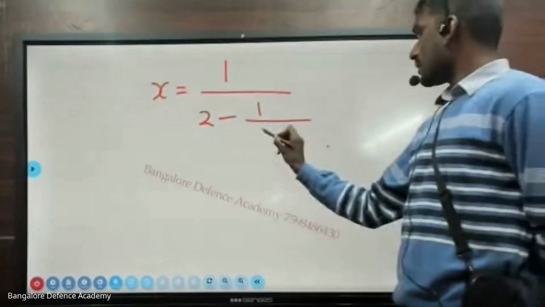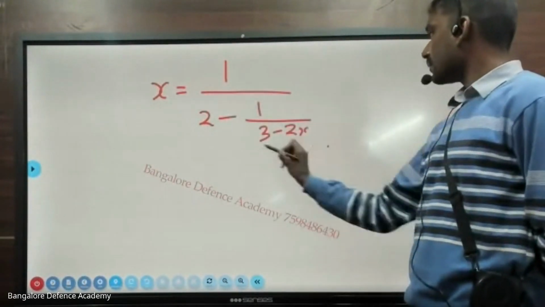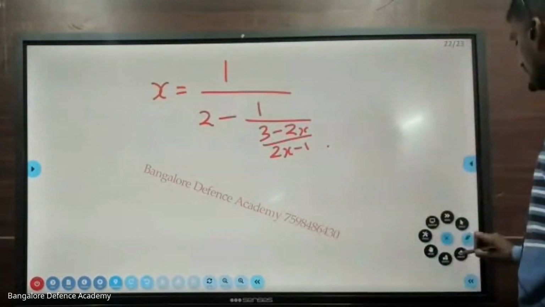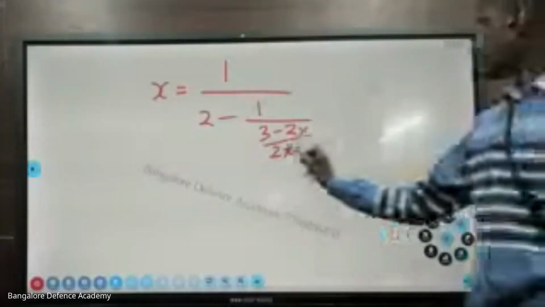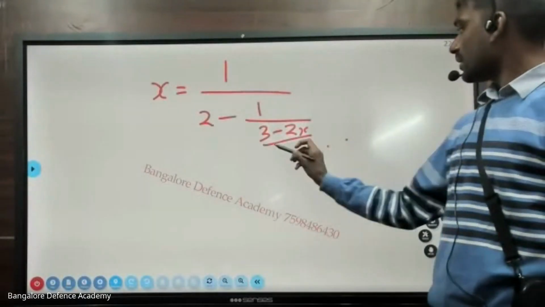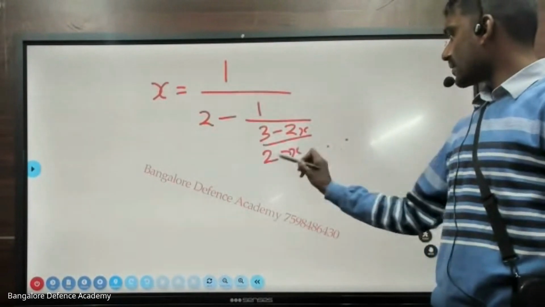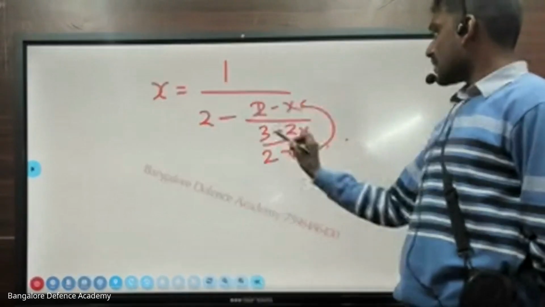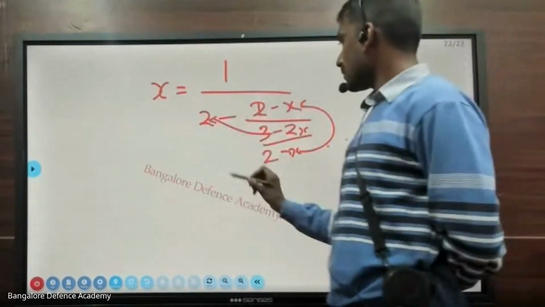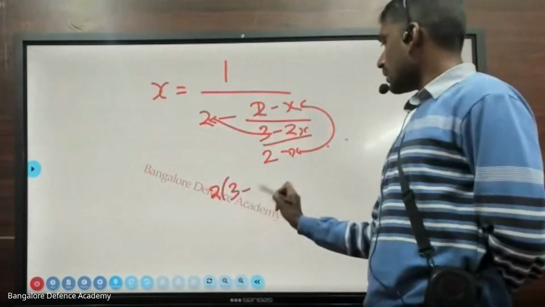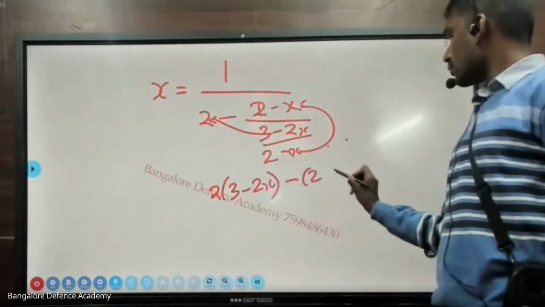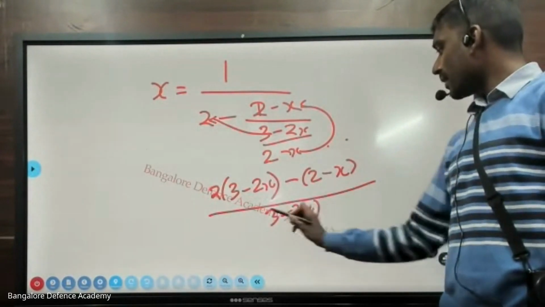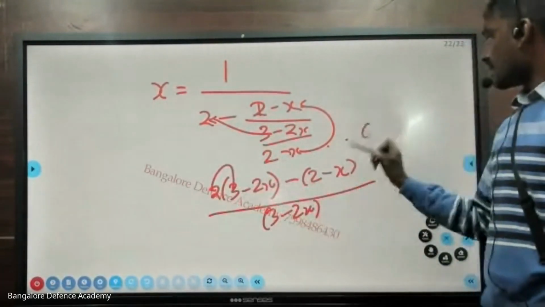Okay. You get 3 minus 2x by 2 minus x. Now this 2 minus x goes up, correct? So this becomes 2 minus x. Now 3 minus 2x goes here, so what happens? 2 into 3 minus 2x minus 2 minus x whole, divided by 3 minus 2x. Put a bracket on this. Now 2 3 is 6, so you get 6.